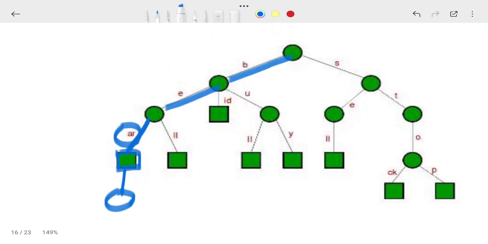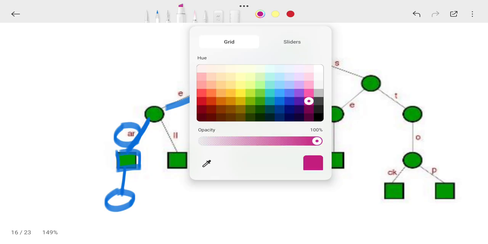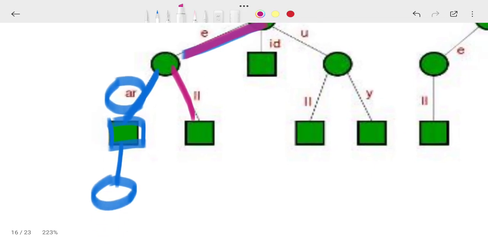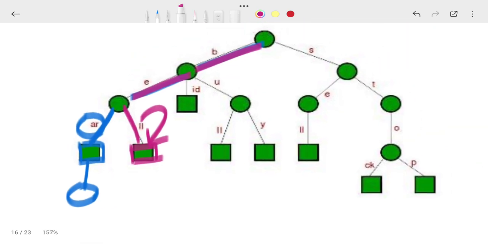You can see that this is also another example. Another one is B, E, L, L. You can see after that there is nothing, there is no other branch. So these two pieces of data are put in a box. This is the meaning of compressed.